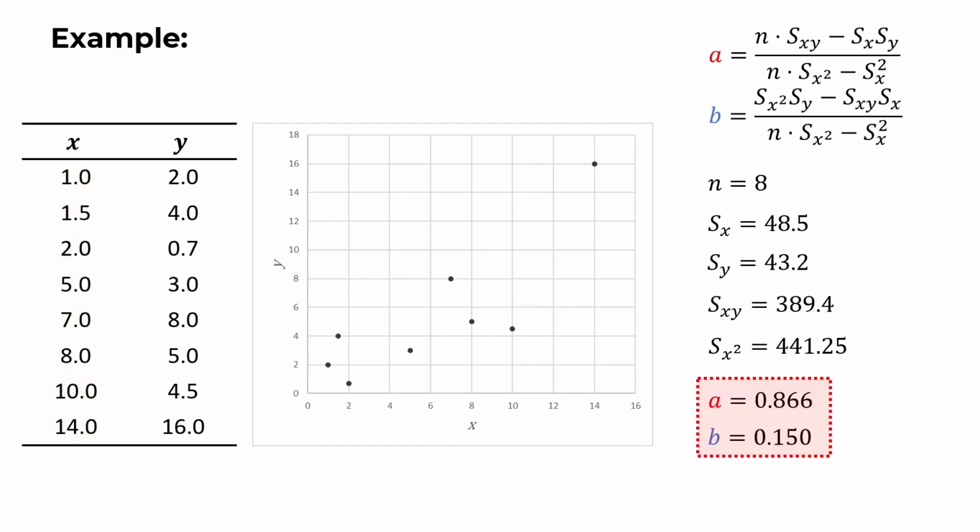If you plug these values in the equations above for a and b, you will get these numbers. These are the least squares linear regression coefficients that we found. And here's the line that corresponds to them. I think it looks pretty reasonable. And that's it for today.